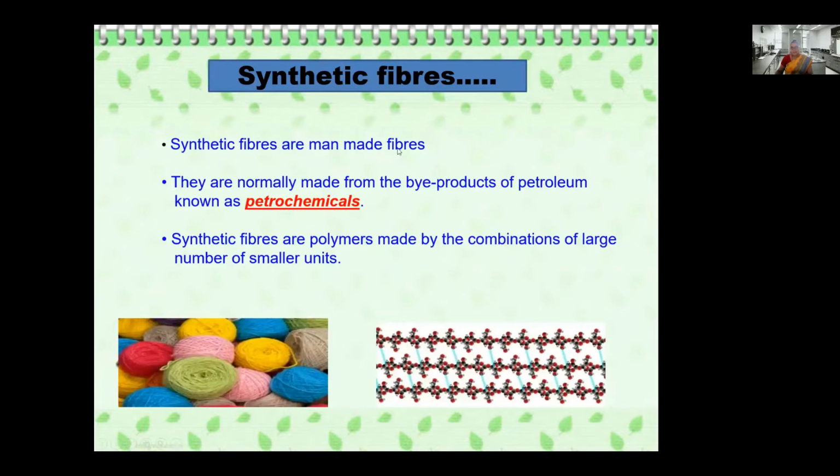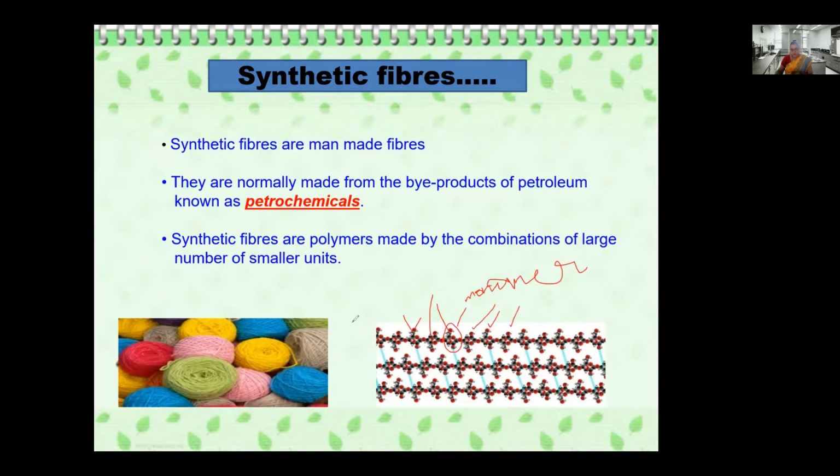The next slide. What are synthetic fibers? Synthetic fibers are man-made fibers. They are normally made from the byproducts of petroleum known as petrochemicals. Synthetic fibers are polymers which are made by the combination of a large number of smaller units. See, this is one smaller unit, this is one smaller unit, here we have different colors. Each whole molecule is called a monomer. So this is one monomer, this is one monomer, and all together they are joined.